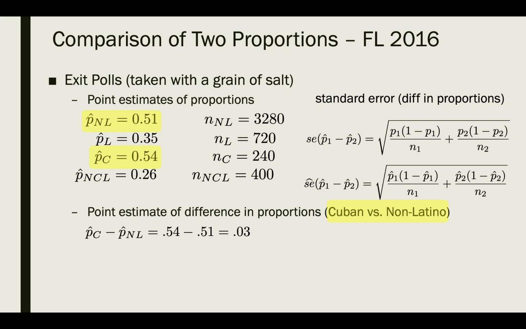So we take our estimate. We can subtract in either direction. I'm just choosing to go with the larger number minus the smaller. And so there's a 3-point difference, right? At least in our best guesses. But we want to allow for uncertainty.